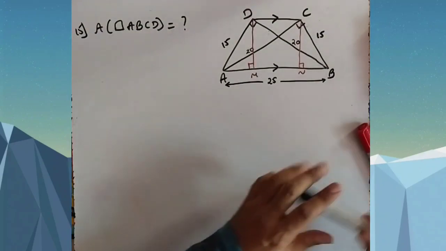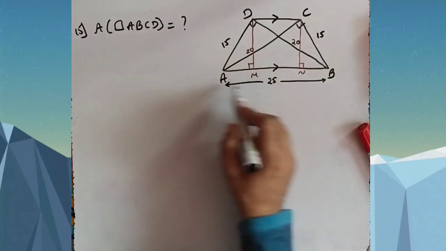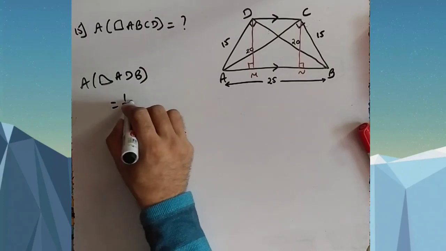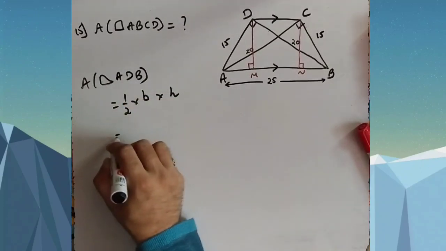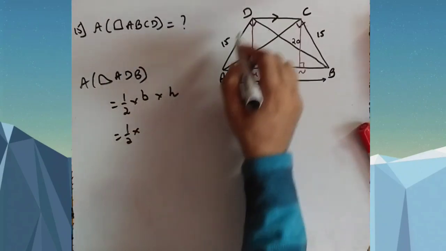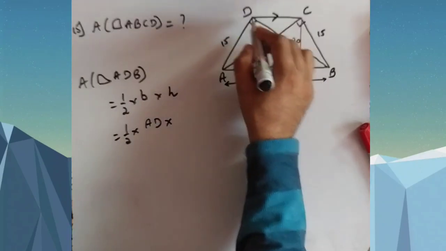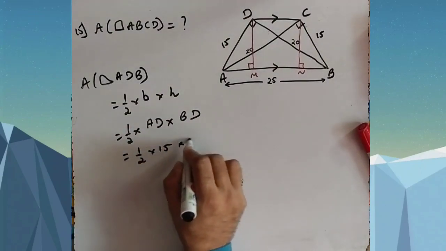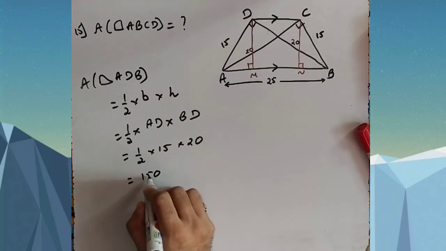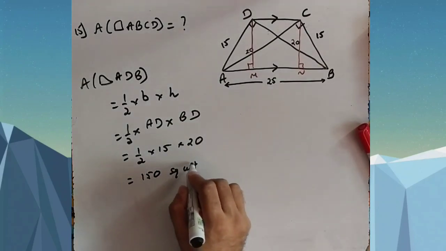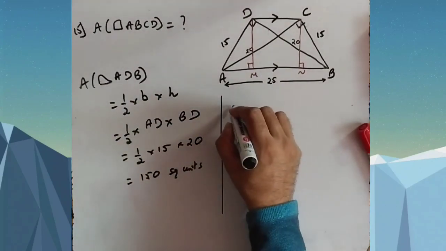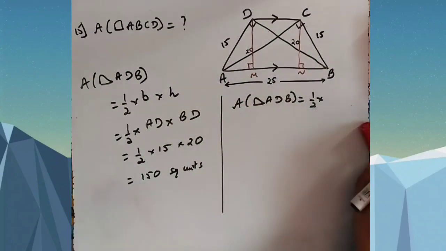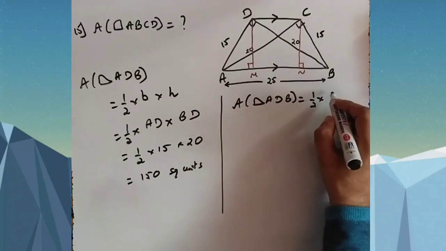We will find out the area of triangle ADB. Area of triangle ADB is equal to half into base into height. Base we will take as AD and height we will take as BD. So half into 15 into 20 will give us 150 square units.